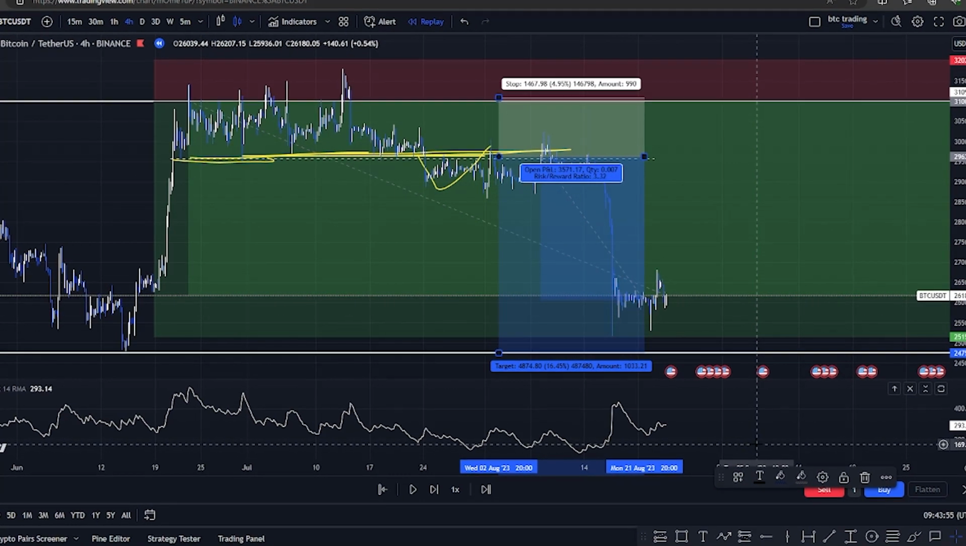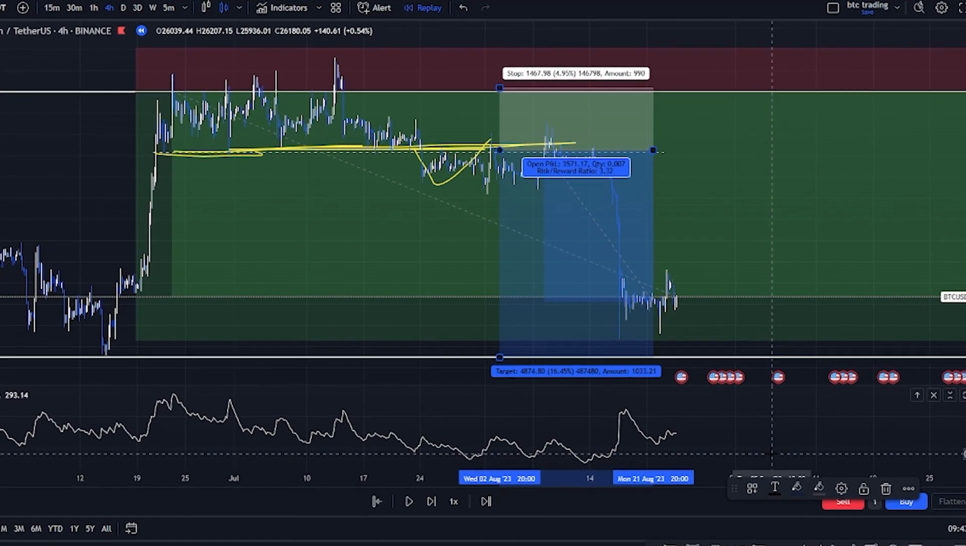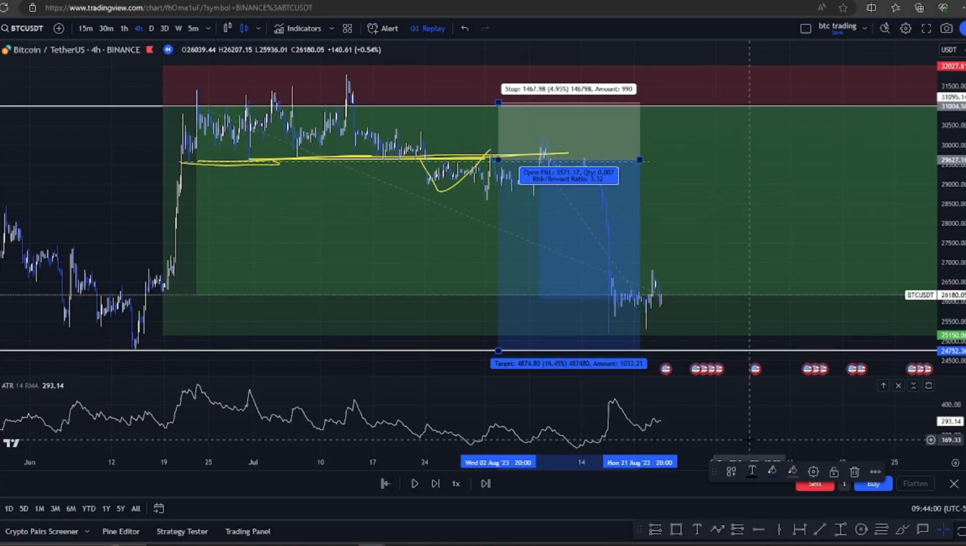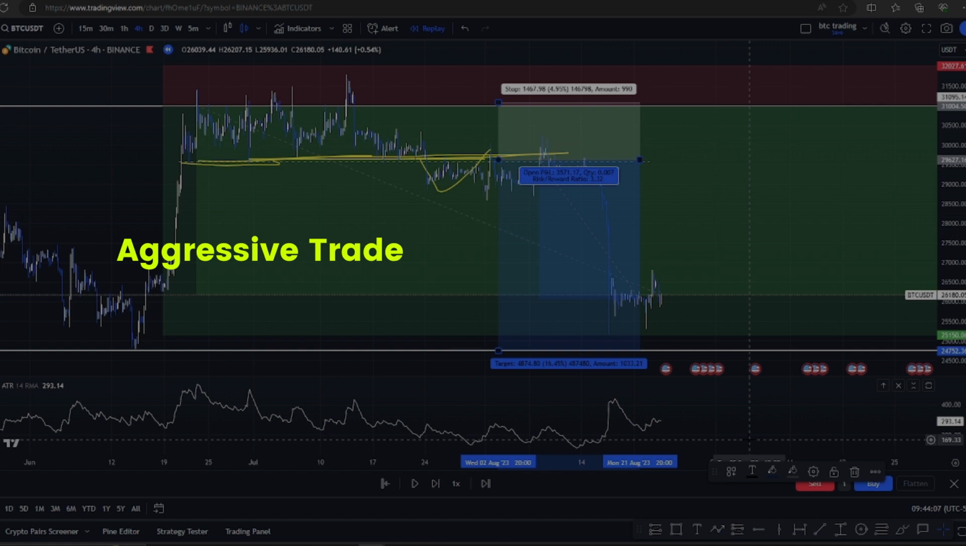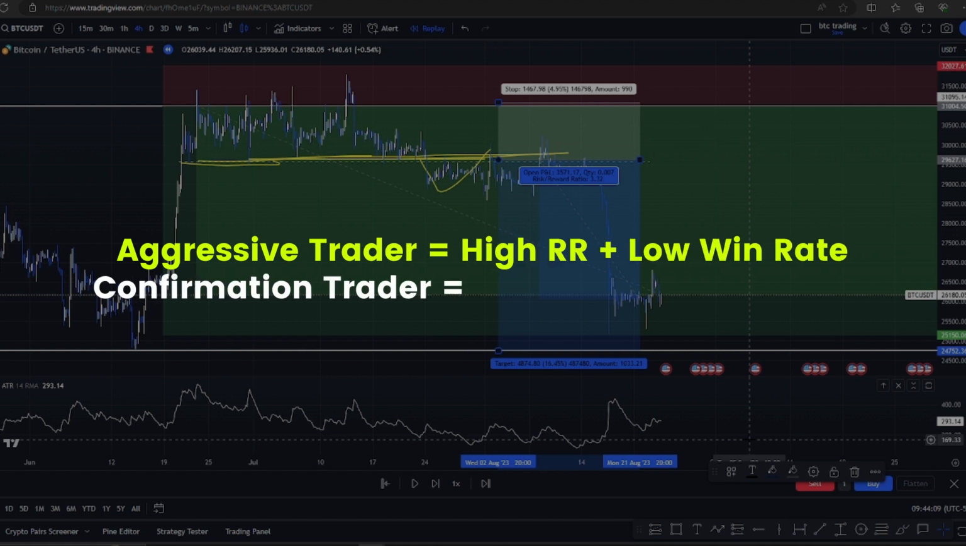So you can see as a confirmation trader too, you had a 3 to 3.5 hour trade, but the point remains the same. Although the hours of the aggressive trader are higher, their win rate is far lesser. So basically the confirmation and aggressive trader make the same amount of money in the long run.